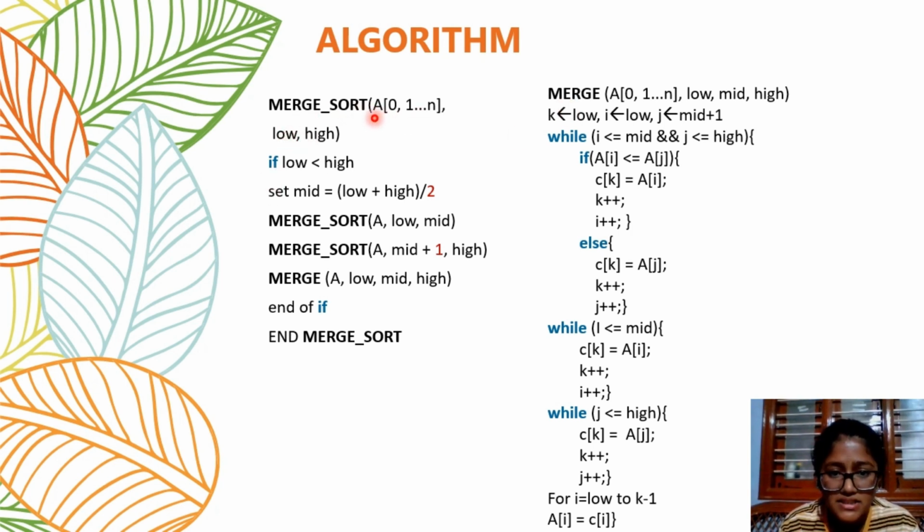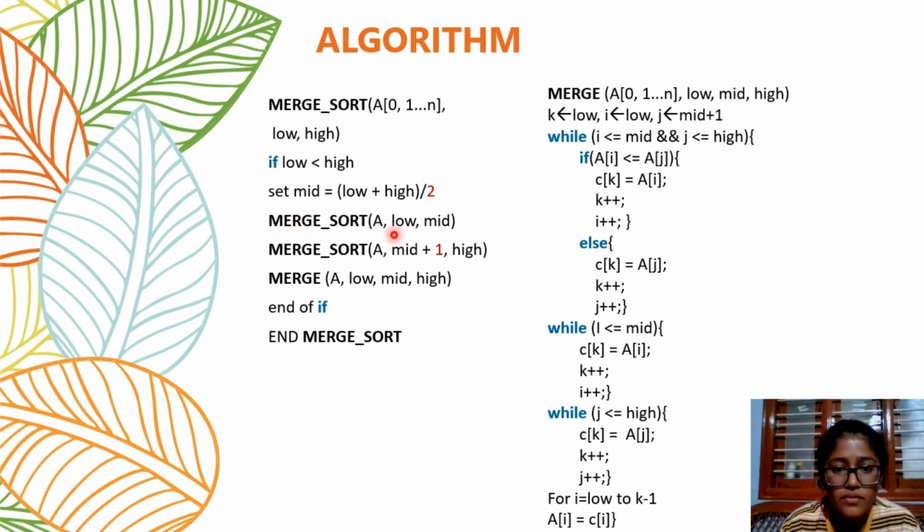And here in merge sort we have three parameters: the array, that is the unsorted array, low, which is the first index position of the unsorted array, and high, which is the last index position of the unsorted array. If low is lesser than high, we need to find mid. So how do we find mid? By adding both low and high and then dividing by two, and the value we get is mid.